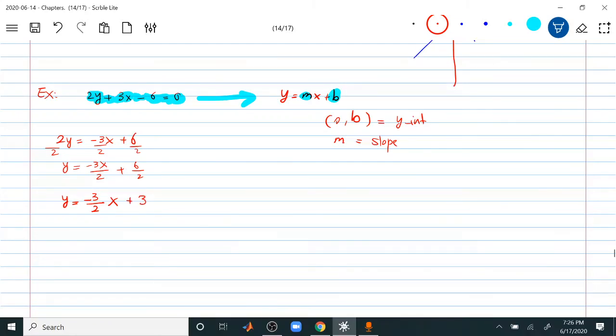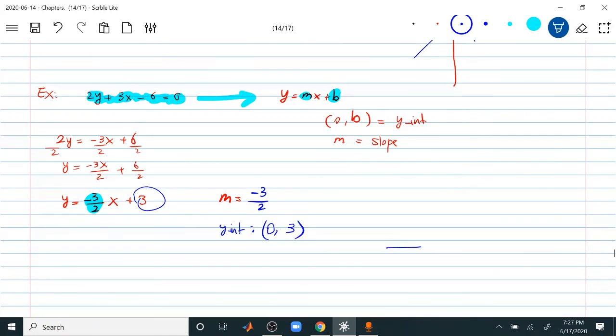Okay, now what is the question? The question is, what is the slope? Based on the format, this must be the slope, the coefficient of x. So the slope is -3/2. What is the y-intercept? The y-intercept is given as 3. But do not write 3 only, because the y-intercept is a point. So 0 for x and 3 for y. This is the coordinate of that point.